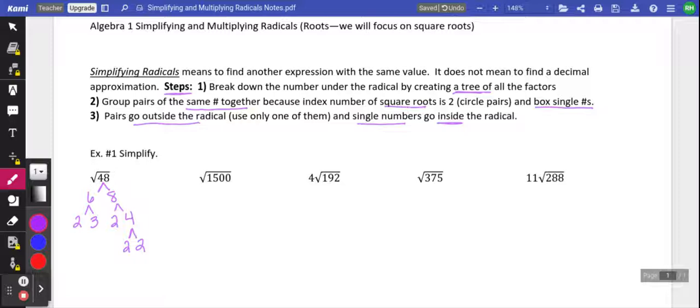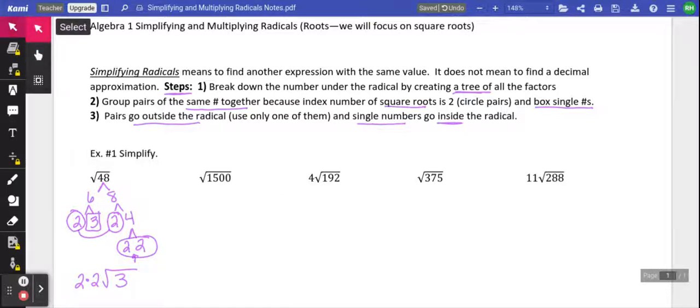Now we circle pairs of those primes. So for instance, I have a pair of 2s right here. I have another pair of 2s here and here. And then I have one leftover prime, which is my 3, and I box that in. Then, to make our new simplified problem, we take 1 from every pair. So I have one pair of 2s, so I write down a 2. I have another pair of 2s, so I write down another 2 and multiply them together. Then my leftover number goes underneath the radical symbol.